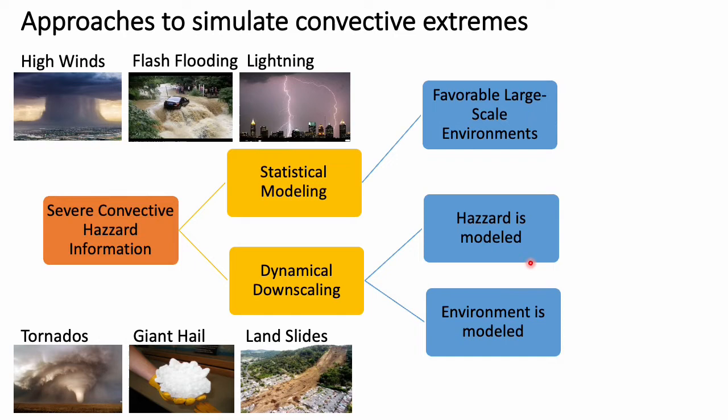With the dynamical downscaling, there are two additional approaches. One is that the hazard is explicitly modeled. I will talk about this a little bit more later on. Or the hazard is not really explicitly modeled, but the environment is better modeled than in the original data set. I will talk about both of those in a second. But let's start with the computationally least expensive approach, which is the statistical modeling.